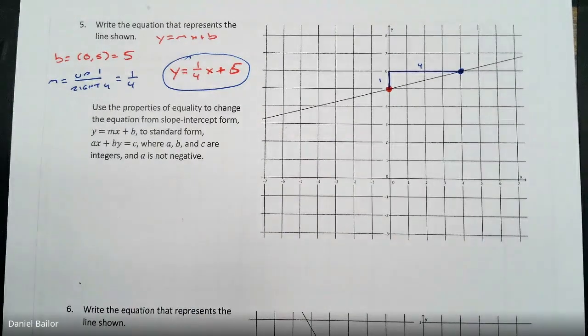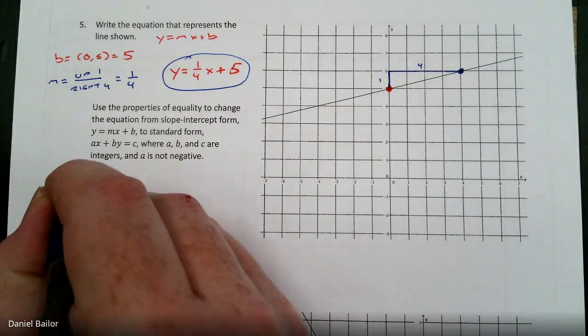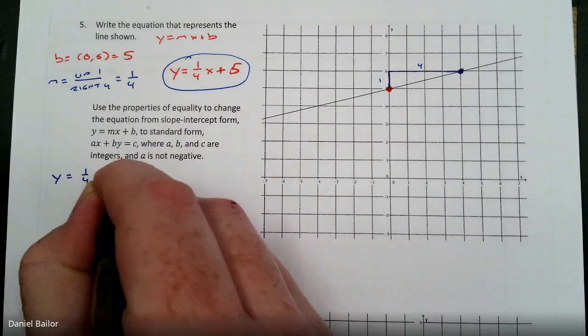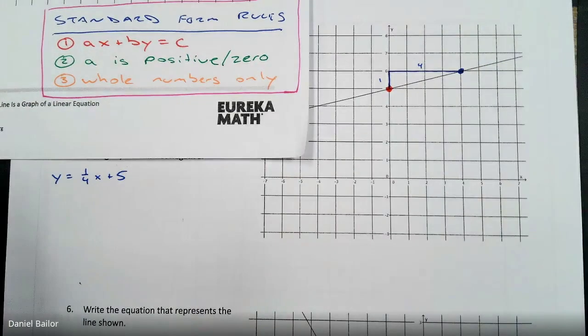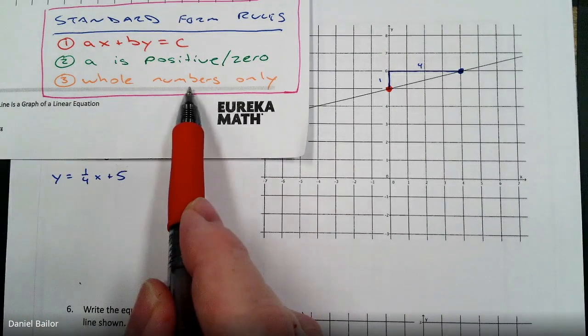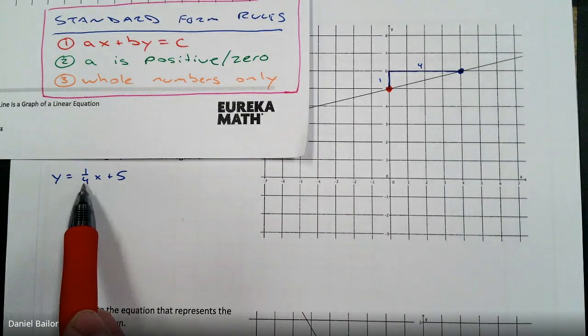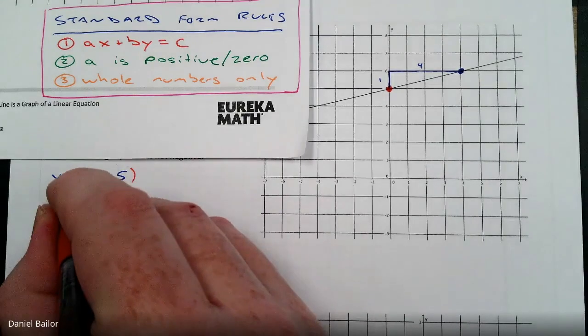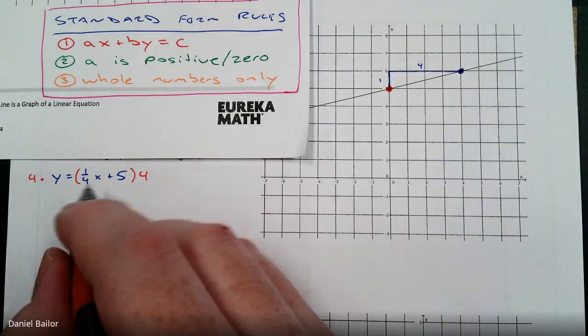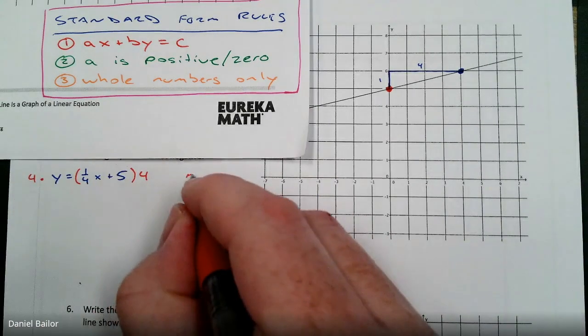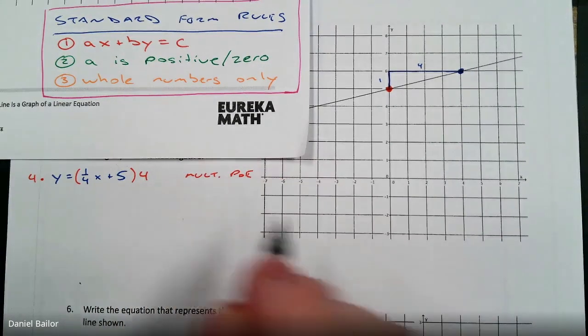But we're not done yet because you know they want you to change slope-intercept into standard form. So again, I'm going to start with the slope-intercept equation, y equals 1/4 x plus 5. And let's look at our standard form rules and make sure we're following everything. Well, already I see a problem because rule 3, whole numbers, integers only. 1/4 is a fraction. That's not an integer. So I need to multiply by 4 to make the fraction go away. And I do multiply by 4 on this side and 4 on this side. That's the multiplication property of equality.